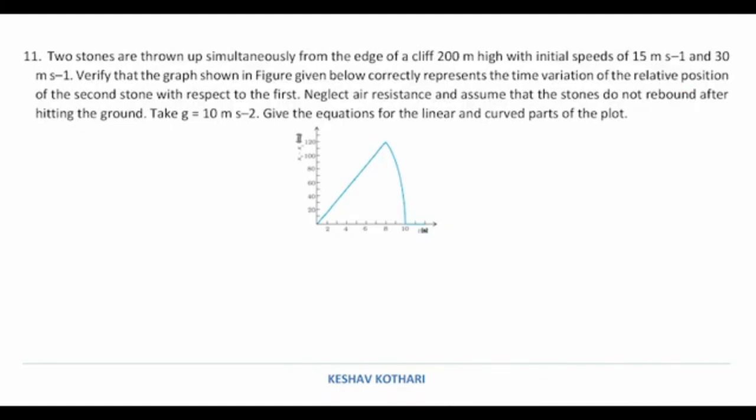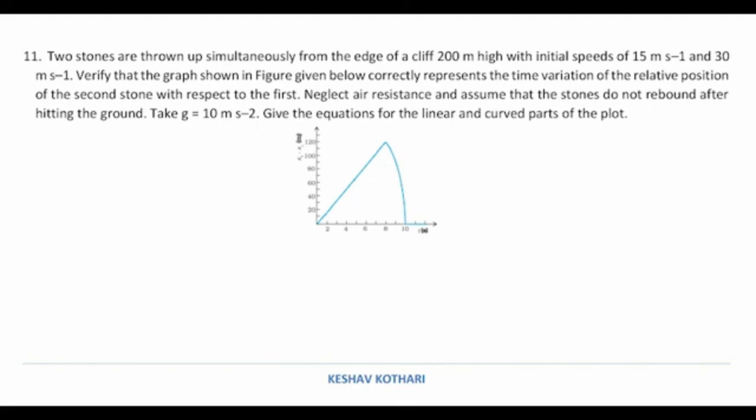Two stones are thrown up simultaneously from the edge of a cliff 200 meter high with initial speeds of 15 meter per second and 30 meter per second. Verify that the graph shown in the figure given below correctly represents the time variation of the relative position of the second stone with respect to the first. Neglect air resistance and assume that the stones do not rebound after hitting the ground.